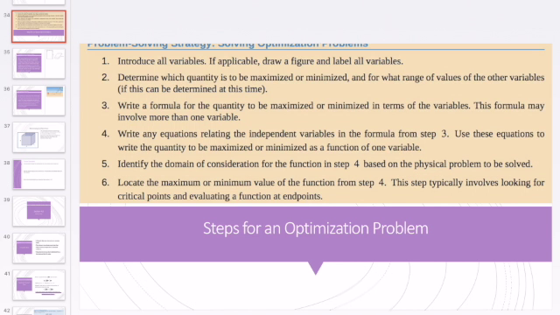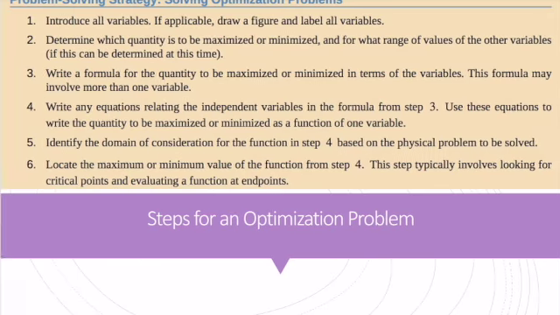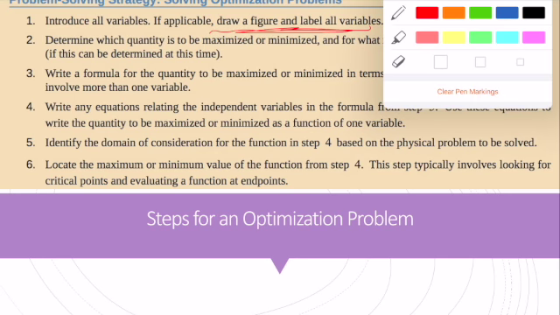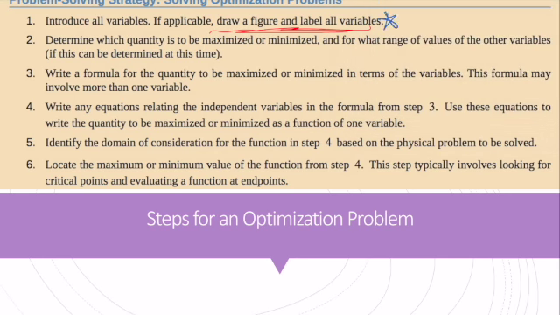So what are some steps when it comes to an optimization problem? The first thing we want to make sure we do is introduce all variables. When applicable, draw a picture and label all your variables. This is what I love to do. This is really important so you can keep track of all that you're working with. Next, you need to determine which quantities are to be maximized and minimized, and the range the other variables can take on, if you can determine that at this time.